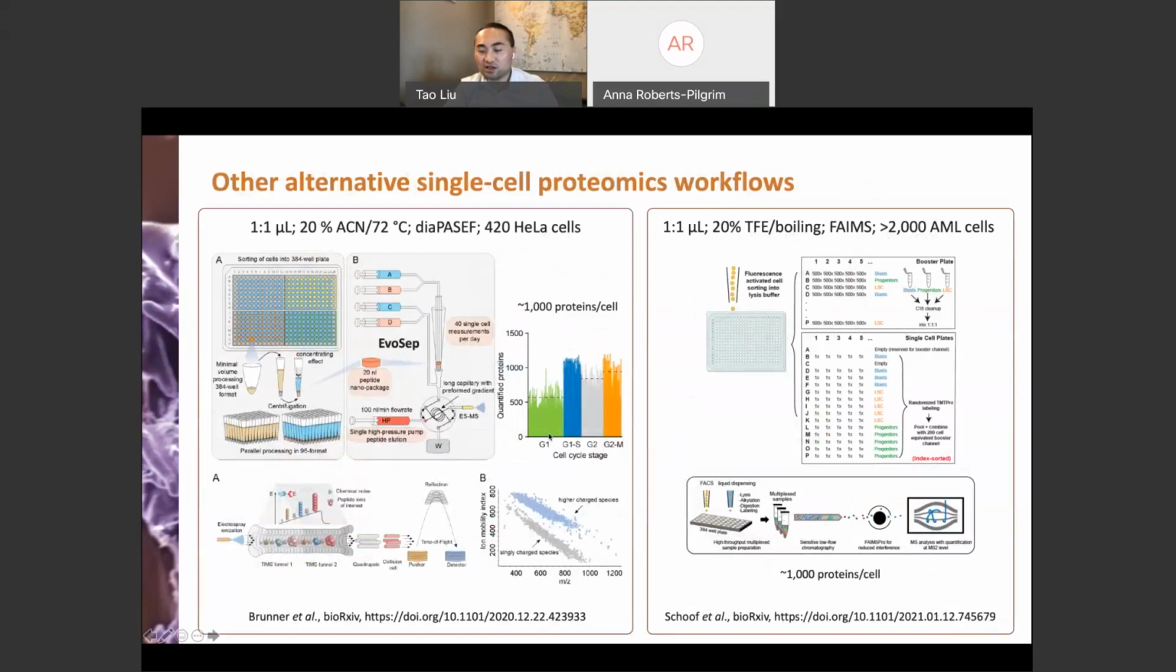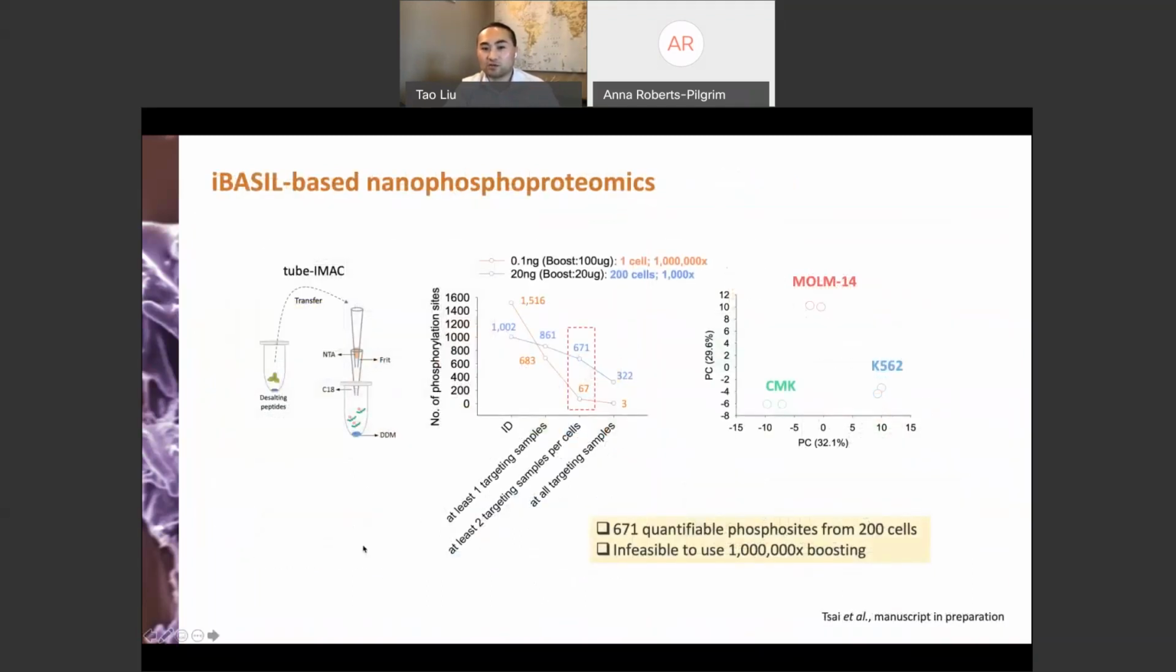Again, I don't want to look into details, but there are two very nice new research articles recently deposited into bioRxiv using alternative single cell workflows. In this case, there's an EvoSEP-based workflow, and here there's a FENS Pro-based workflow. In each case, they were able to identify and quantify about 1,000 proteins per cell. I recommend you look at the details there. I just wanted to quickly point you towards some of what I call new single cell phosphoproteomics work that we've done.